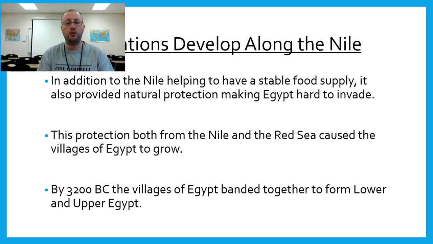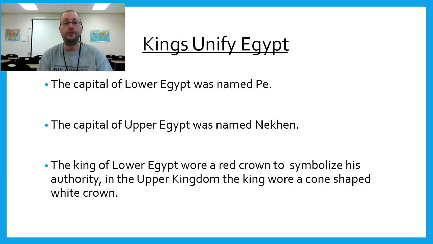The protection from the desert and the Red Sea caused the villages of Egypt to grow. By 3200 BC, the villages of Egypt banded together to form Lower and Upper Egypt. This is going to be the first development of government in Egypt. The capital of Lower Egypt was Pe, and the capital of Upper Egypt was Nekhen.